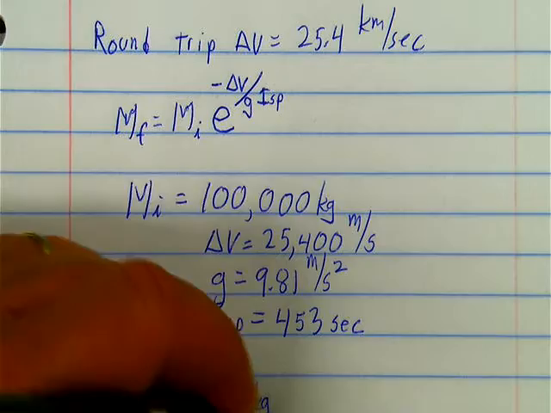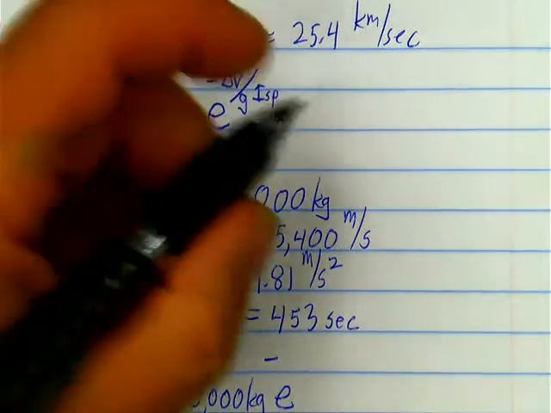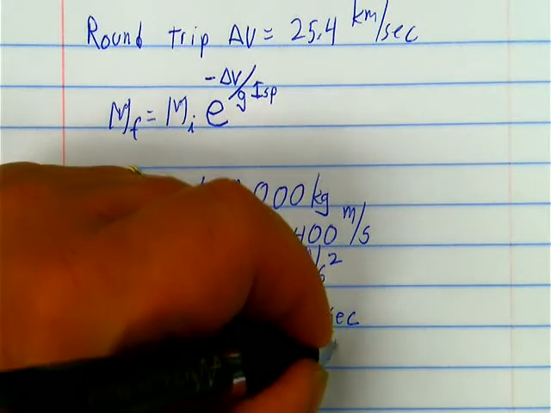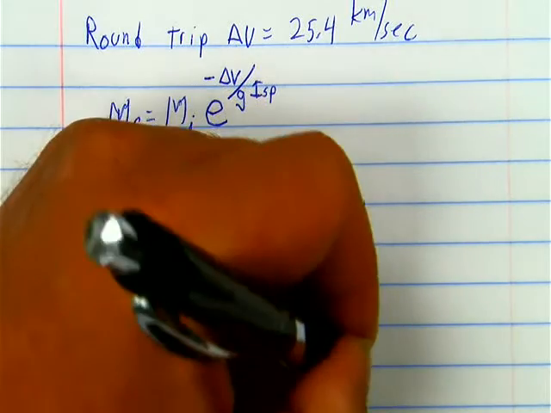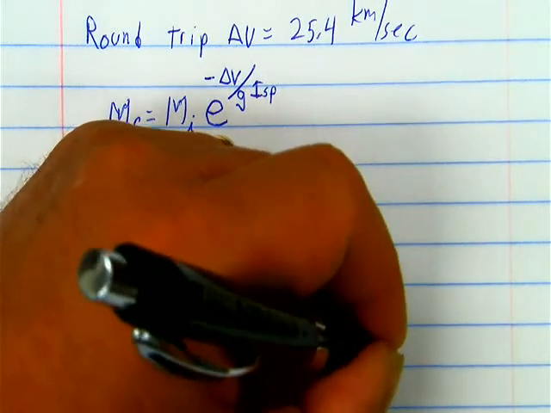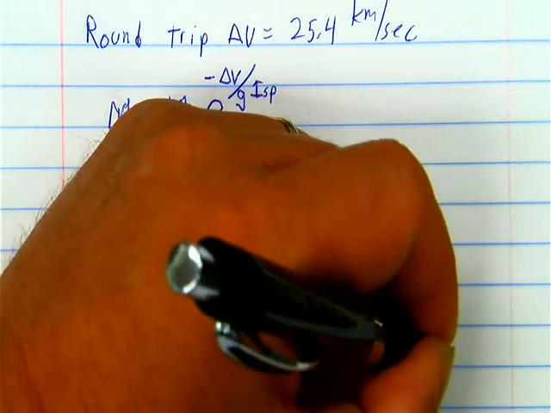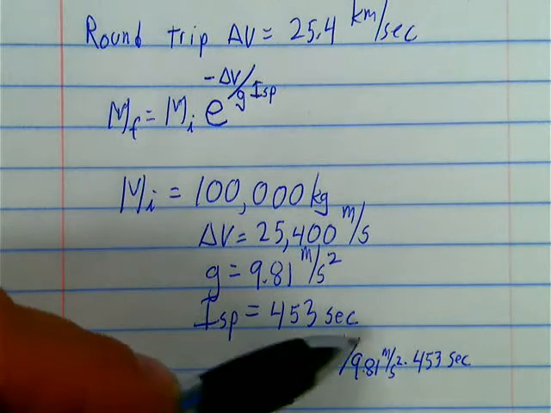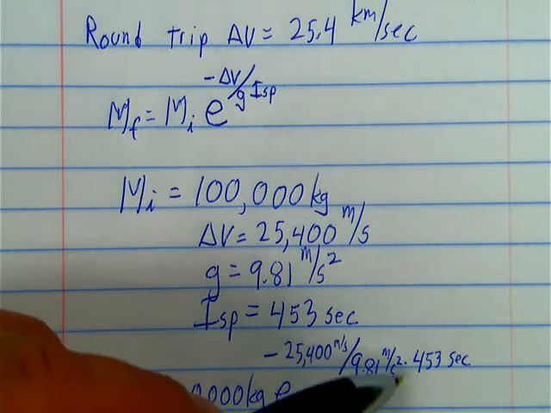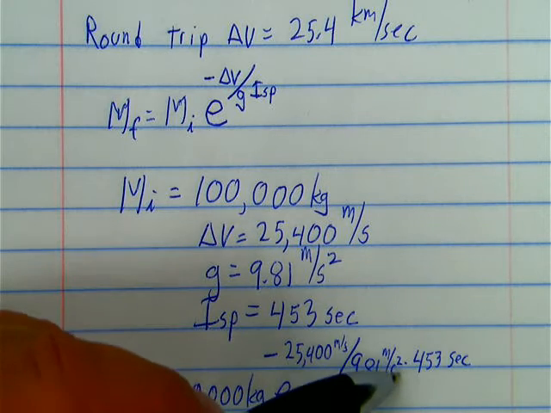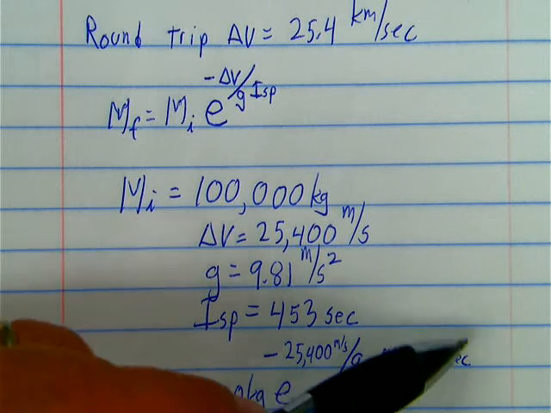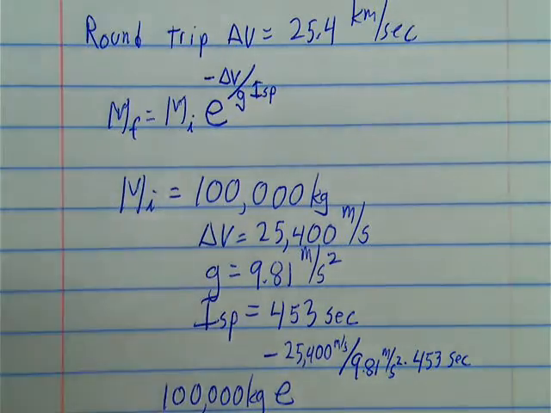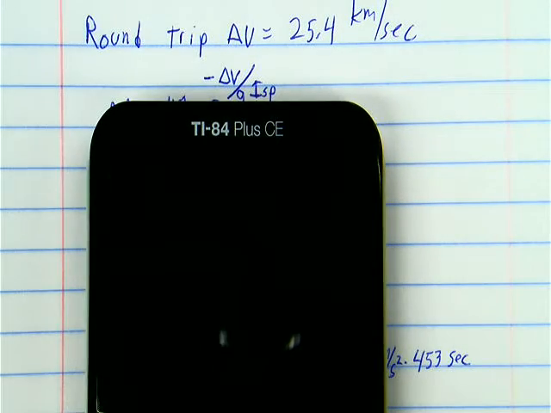100,000 kilograms times e to the negative 25,400 over 9.81 times 453. And by the way, the units will all cancel out. The meters cancel, the per second cancels, one of these per seconds, and this seconds cancels the other per second. So as always, it's a dimensionless number. We put it into our calculator.